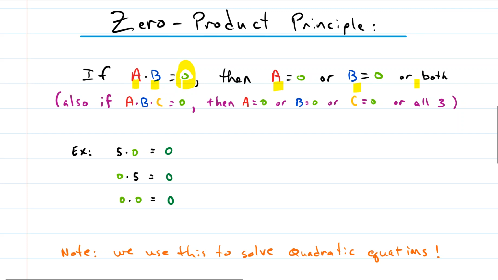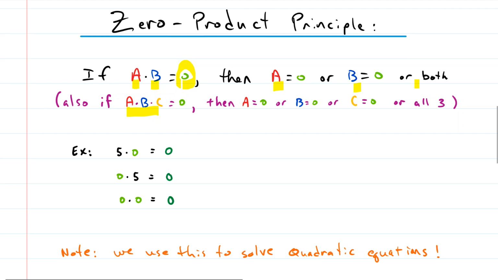And you can extend this idea to more than just two. You could have three things, for example, multiplied together equals zero. That would mean that either A, B, or C, or all three of them are zero. And you can keep going out as many items as you want. You could have 10 things multiplied together equals zero. Then either one of those 10 things is zero, or all of them.